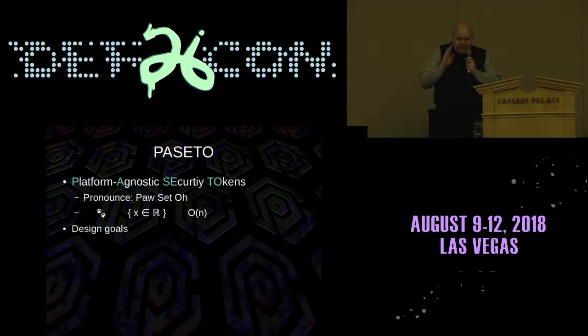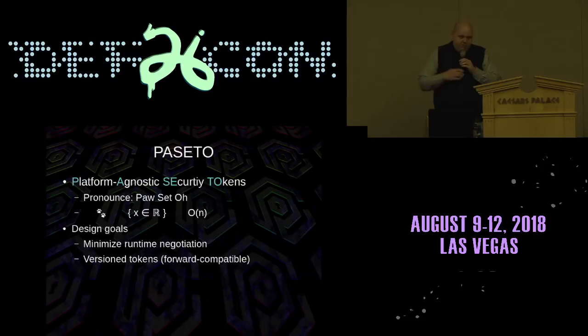When I set out on this, I had a few design goals in mind. I wanted to minimize runtime negotiation. That's where you would say, okay, you have these ciphers you can choose from, now pick from this list. I wanted that to be completely trimmed down as much as possible. I wanted versioned tokens, built-in versioning, so that if you have version 1 and version 2 of the standard, and version 1 becomes critically insecure to where you don't want to run it anymore, and version 2 is implicated because of some new attack, you can design version 3 and then migrate everyone onto that. Like, let's say a practical quantum computer comes out and that breaks all of elliptic curve cryptography.